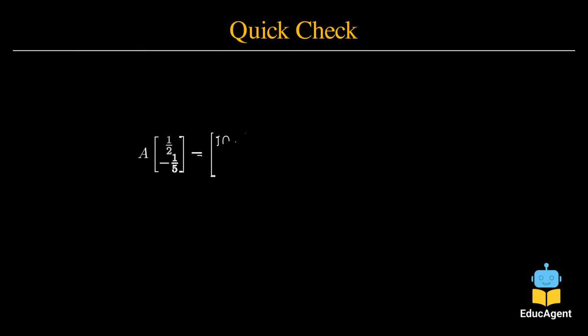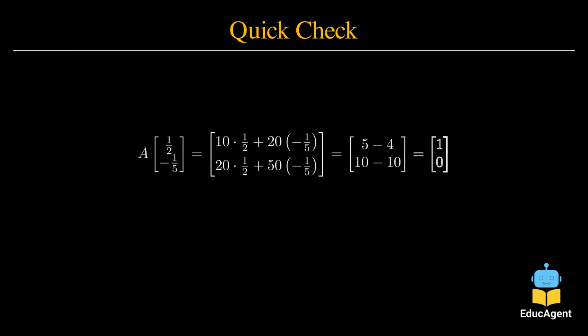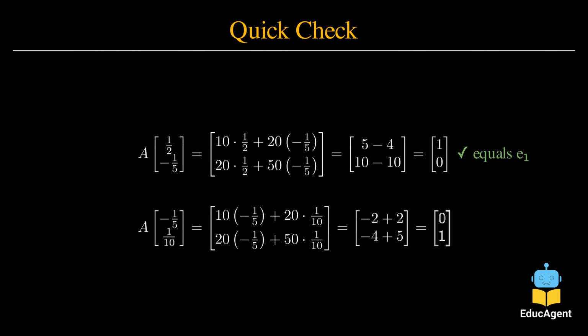Let's verify column 1. Each row is a dot product, and it really lands on E1. And column 2 lands exactly on E2.